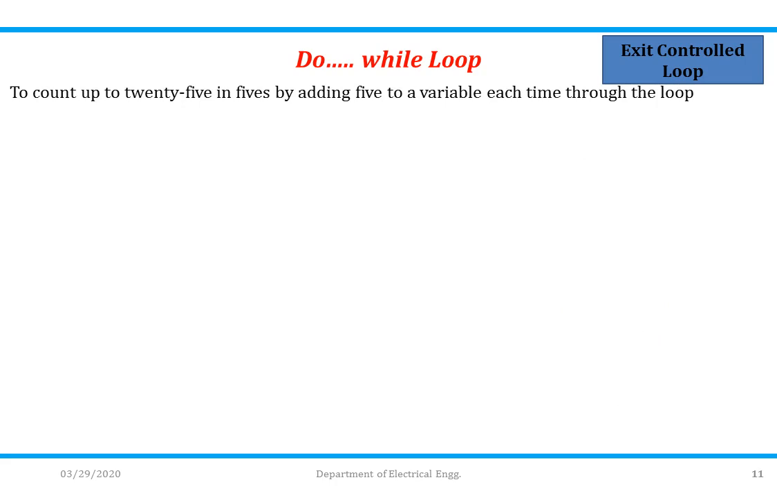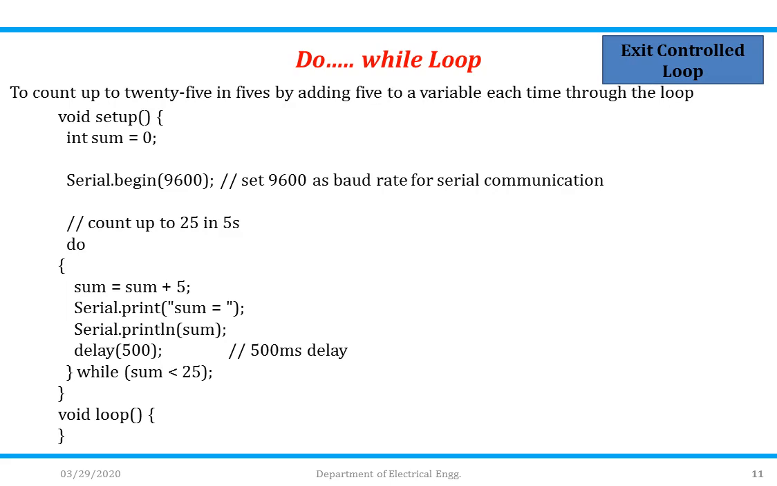Let's take an example to count up to 25 in 5s by adding 5 to the variable each time through the loop. Means I want to add the number 5 plus 5 plus 5 plus 5 up to 25 to get an answer of 25. So here I have taken int sum equal to 0. Why I have taken sum equal to 0 initially, I'll explain here. Then Serial.begin(9600), used for serial communication. Now the code that we are going to write is to count up to 25 in steps of 5. So do, first statement is sum equal to sum plus 5.